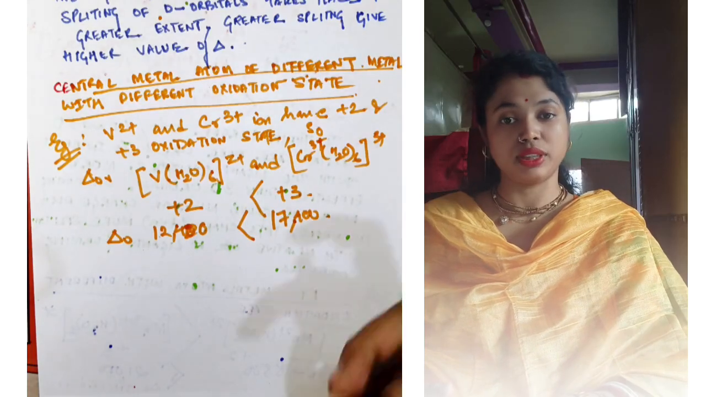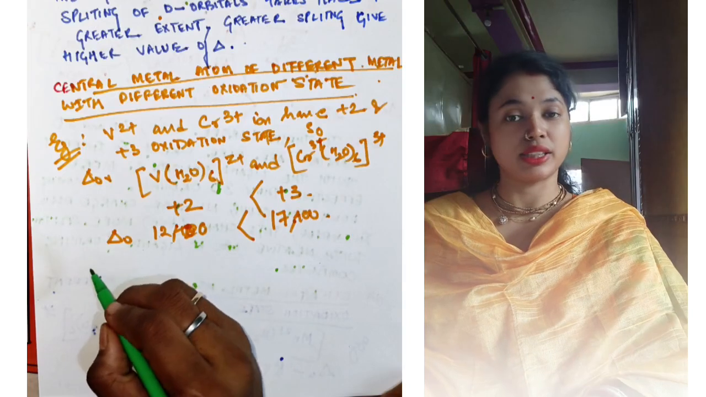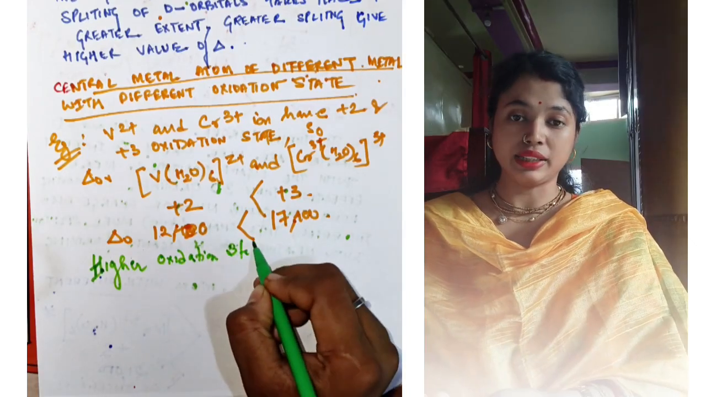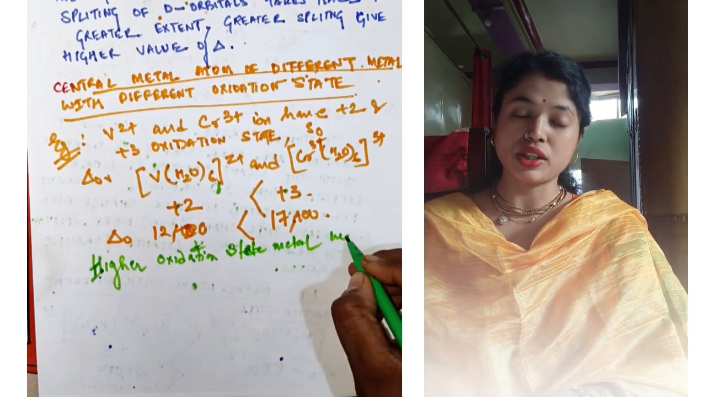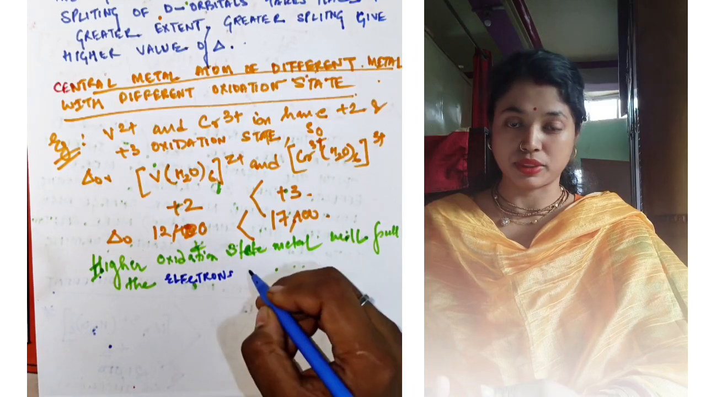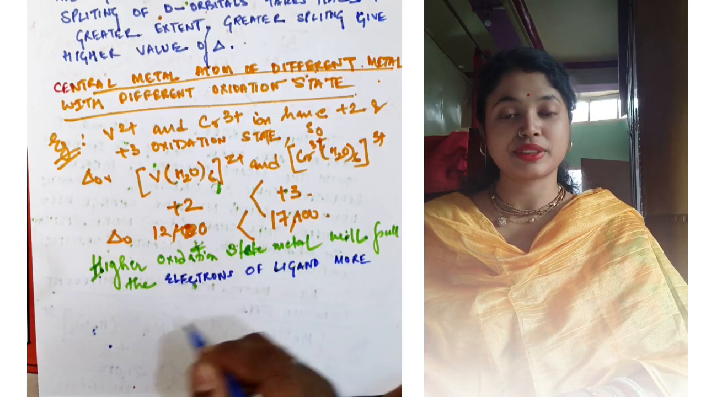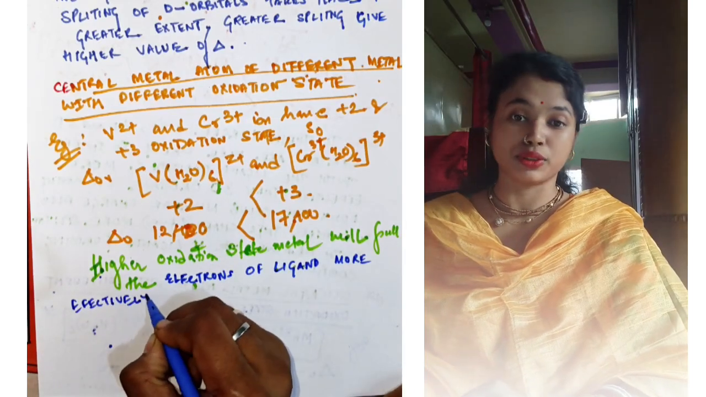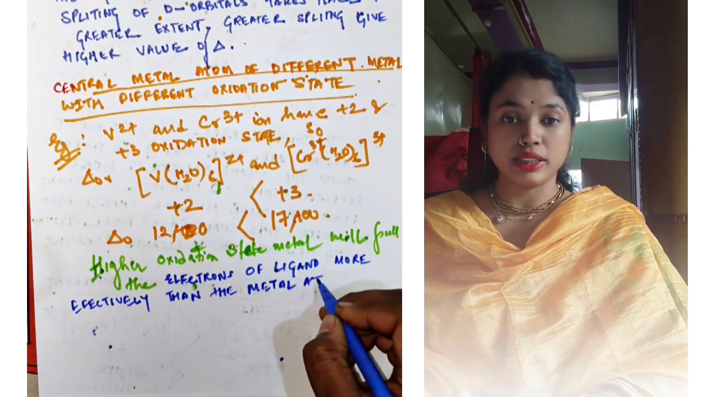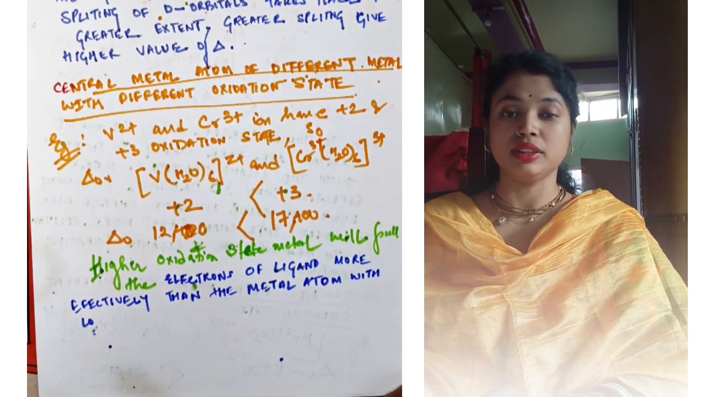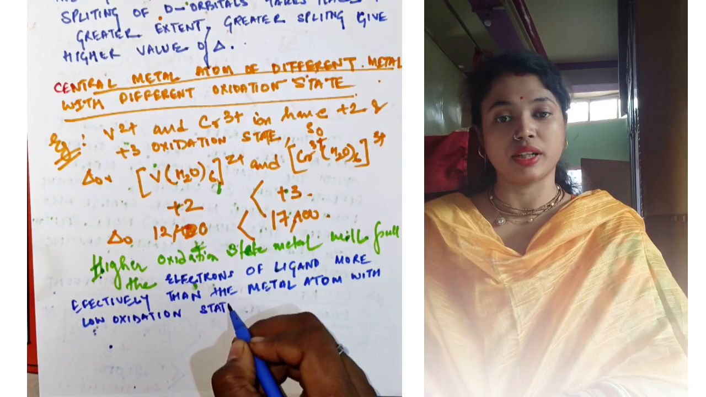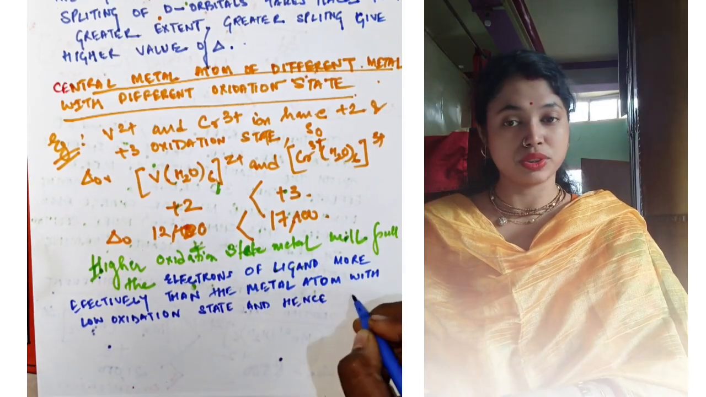That means what it is saying is that a metal with higher oxidation state will pull the electrons of the ligand more effectively than the metal atom with lower oxidation state, and hence low splitting.